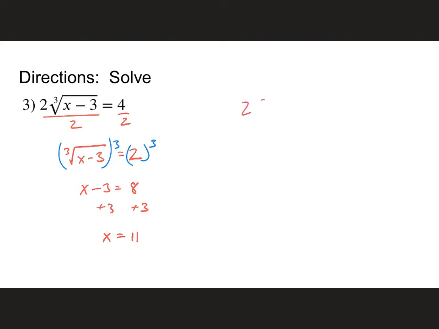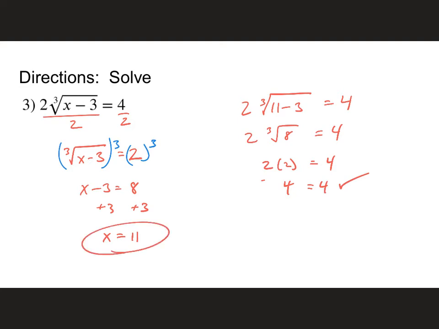Let's check it. 2 times the third root of 11 minus 3. Does that equal 4? That's here. 11 minus 3 is 8. The third root of 8 is 2. And I end up with 2 times 2, which does in fact equal 4. Yes. So x equals 11 is my final answer.